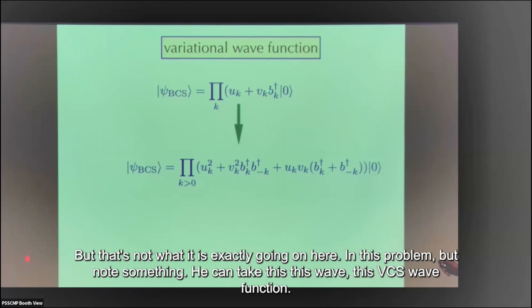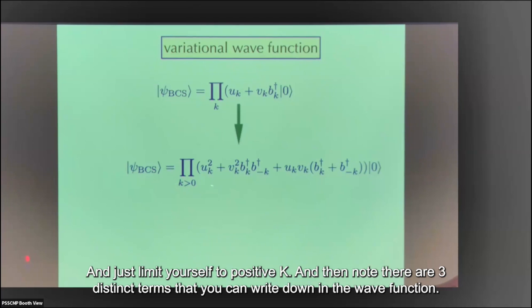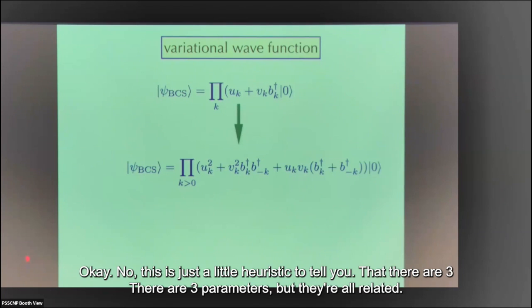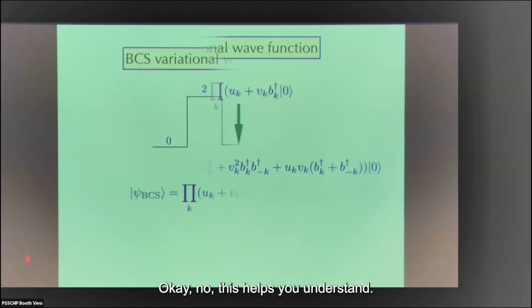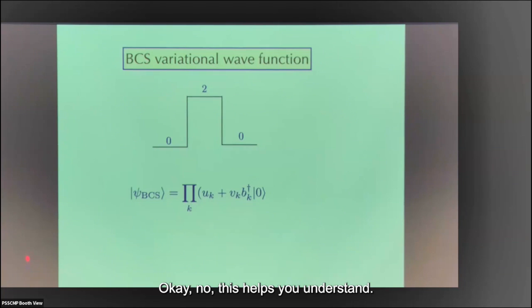But note something. You can take this BCS wave function and just limit yourself to positive k, and then note there are three distinct terms that you can write down in the wave function. Now, this is just a little heuristic to tell you that there are three parameters, but they're all related.